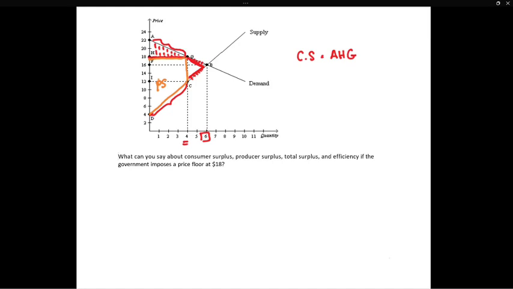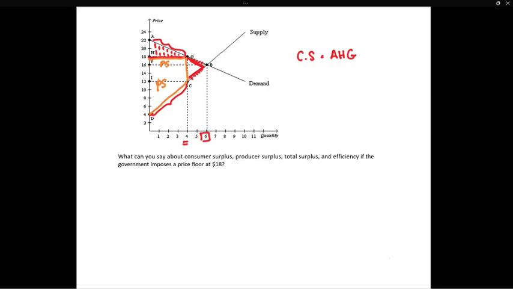Initially, the producers were selling at $16. Now with the price floor, they're selling at $18. So this area will be added to the producer surplus.